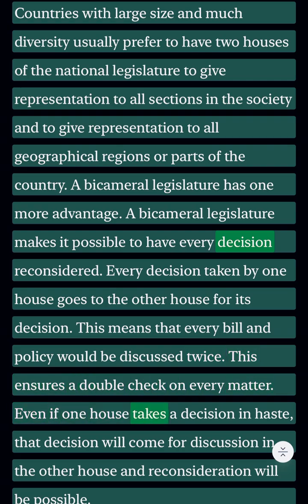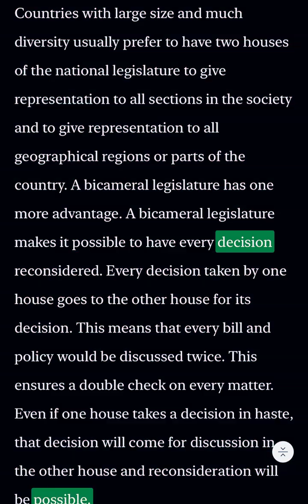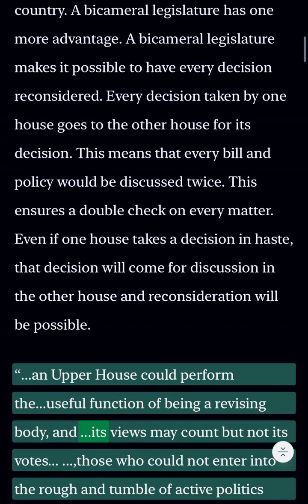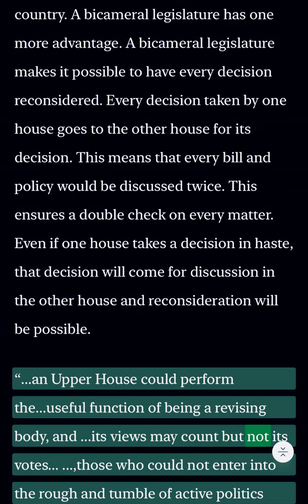Even if one house takes a decision in haste, that decision will come for discussion in the other house, and reconsideration will be possible. An upper house could perform the useful function of being a revising body, and its views may count, but not its votes. Those who could not enter into the rough and tumble of active politics could advise the lower house.